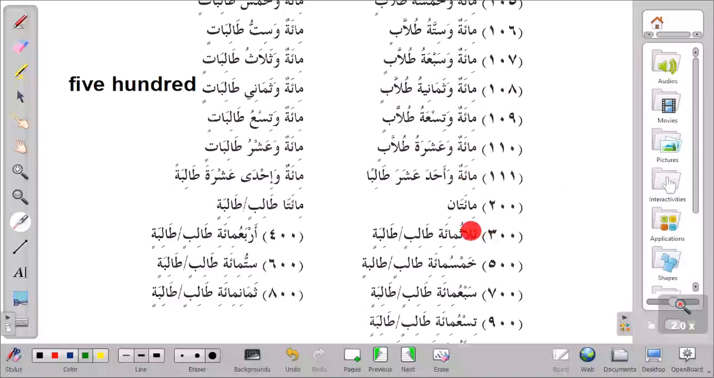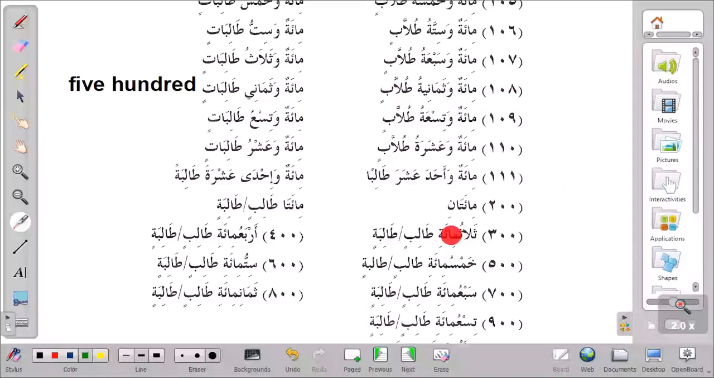So salasu mi'ati, khamsu mi'ati, sab'u mi'ati, tis'u mi'ati. You understand? So it's like the salasu is the number, and then the mi'a is the ma'dud, the thing we are counting. Oh, that is clear.